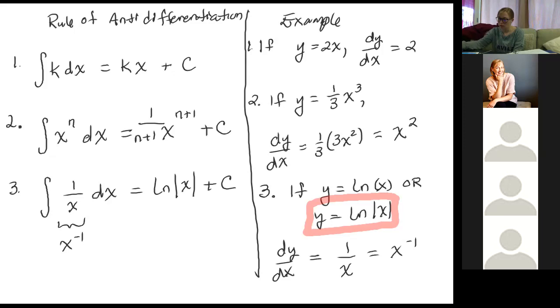So that gives us an idea that I need to specify here that this rule works for n not equal to negative 1, because if it is equal to negative 1, I get a natural log. Questions about that?